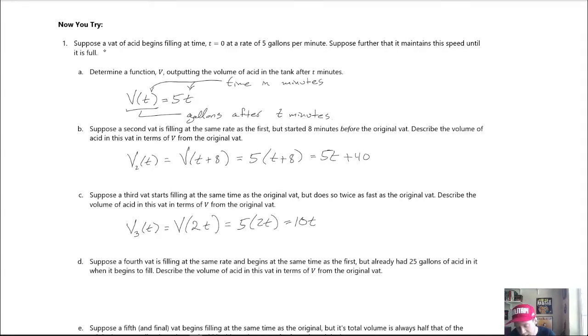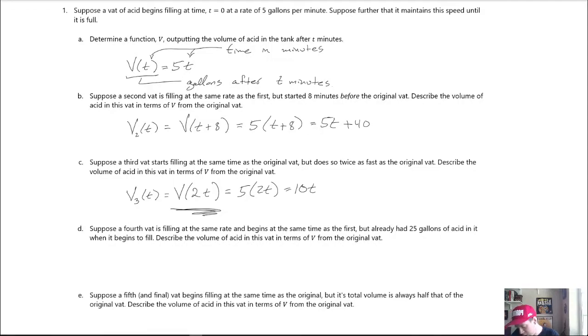So that's like saying 10 gallons per minute, right? Which is what we're expecting here for our rate of filling this tank. It's twice as fast as the original. So we would have 10 gallons per minute instead of 5 gallons per minute. But this right here, the V of 2t, that's the answer we're really trying to go for.